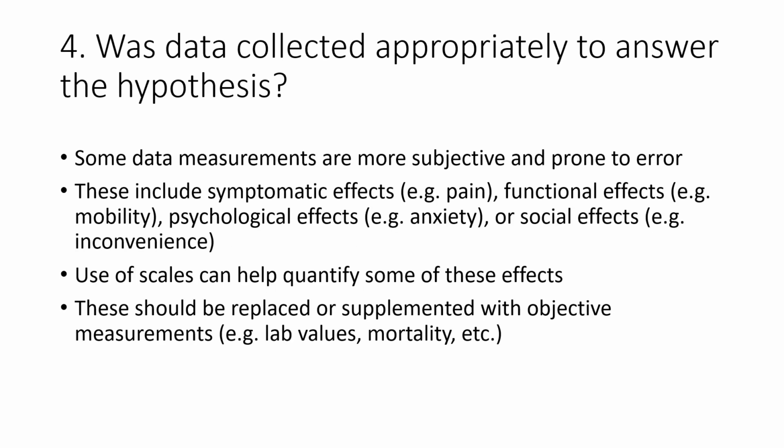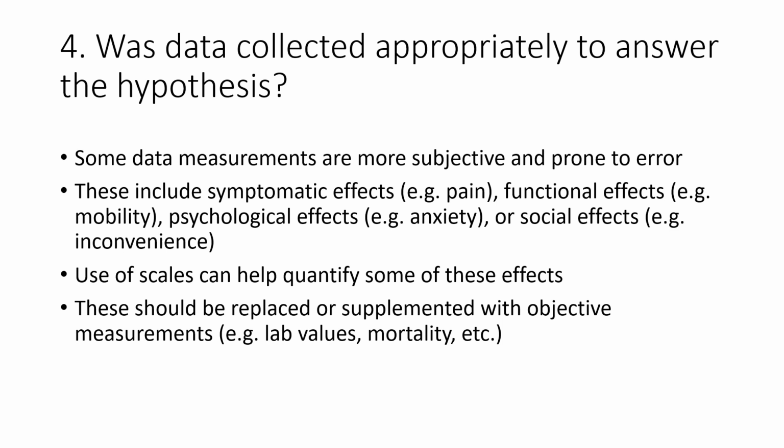The fourth question is, was the data collected appropriately to answer the hypothesis? One thing to keep in mind with data measurements is that subjective data is more prone to error than objective data. So if possible, we want to use objective data because it's less prone to bias. Some examples of subjective data that we can see in research studies are things like symptomatic effects, where a patient is asked to state their level of pain.